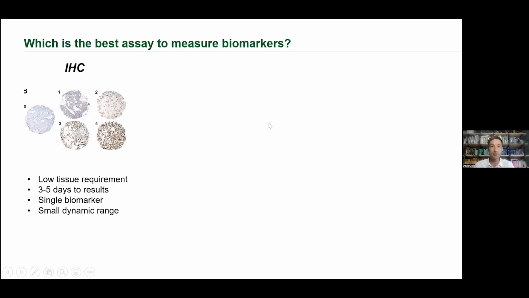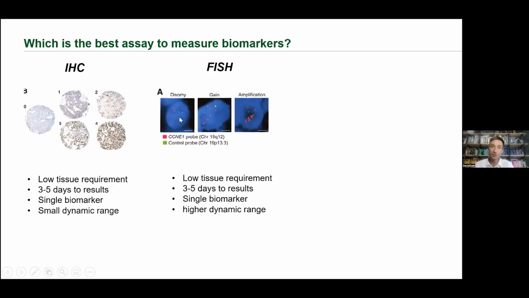Alternatively, we can use FISH, fluorescence in situ hybridization, to find cyclin E amplification. We can use a probe for cyclin E and look in the nuclei of these cells, and basically the more dots they have, the more gain or amplification of cyclin E they have. Again, this is a low tissue requirement, 3 to 5 days to results. But again, we have the same problem of only being able to run a single biomarker at a time. This has a bit of a higher dynamic range.